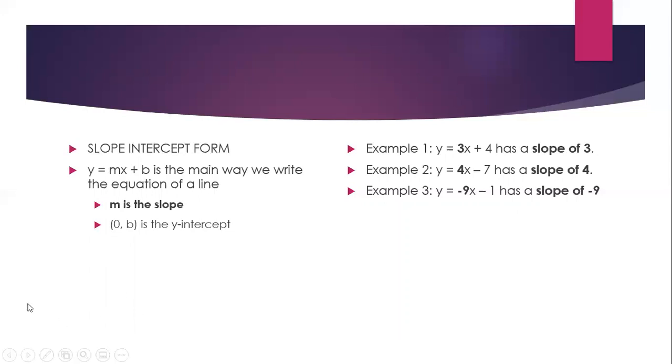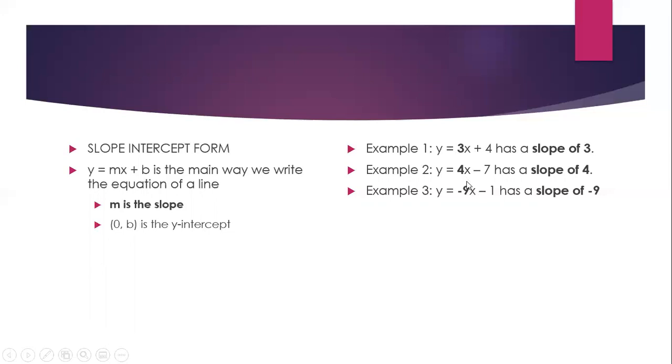And so we can always tell what the slope of a line is just by looking at it, if it's in this form, the slope-intercept form. So for example, if I have y equals 3x plus 4, I know what the slope is. I don't have to do any algebra, any work. I don't have to subtract anything, multiply anything, divide. I don't have to do anything. Just look at it. I look at it, and it says 3x plus 4, so the slope is 3.